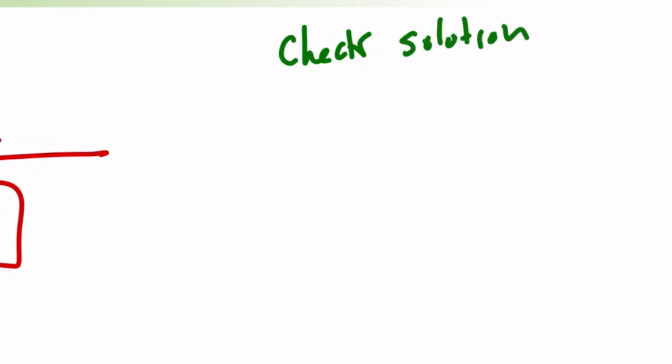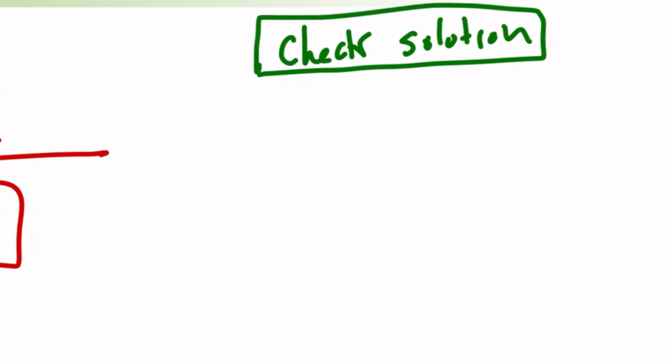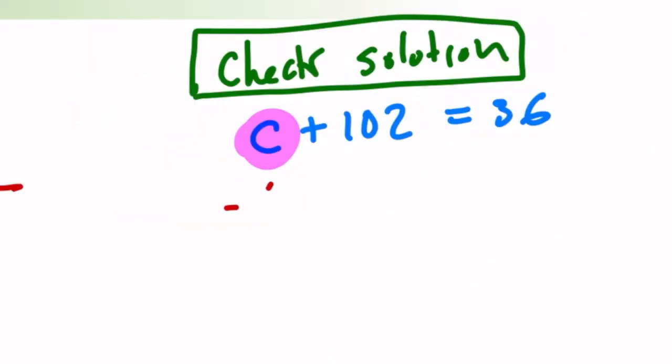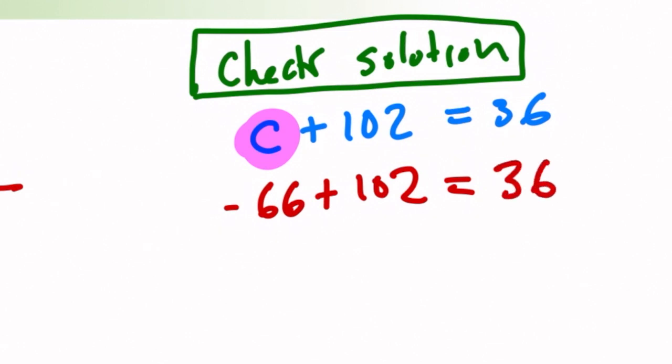So to check our solution, we're going to rewrite the original problem. The original problem said that we were adding c plus 102, and then we were supposed to get 36. When we were solving the problem, we saw that c is negative 66. So we're going to replace the c with negative 66, and then we're going to add the 102. So negative 66 plus 102 equals, and if we get 36, that means we got the right solution. So it is 36, so we did do it correctly, and that's how you check your answer to make sure you did it correctly.